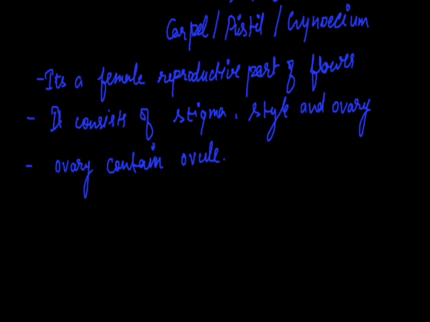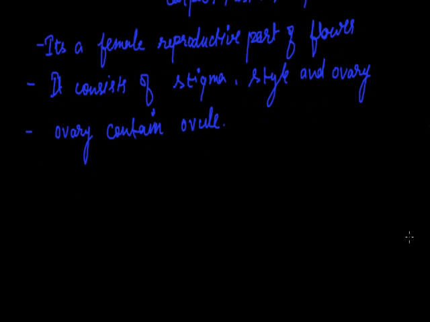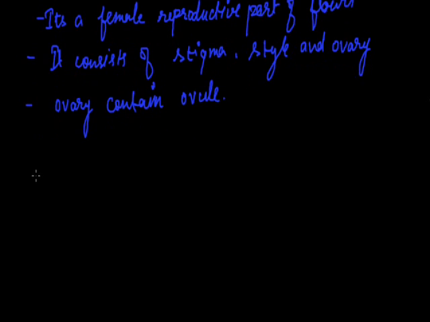Now we have studied the structure of the flower and the essential parts of the flower, like stamen and carpel, which are involved in sexual reproduction. Now after structure, the next topic is pollination.